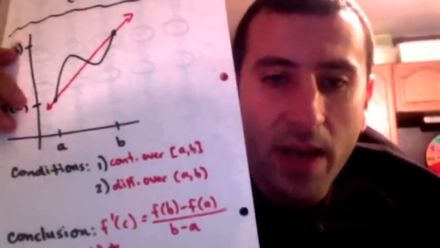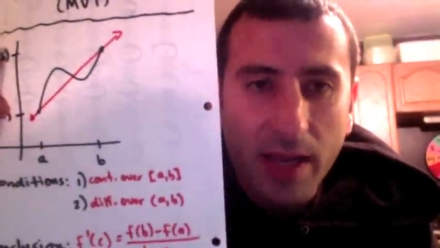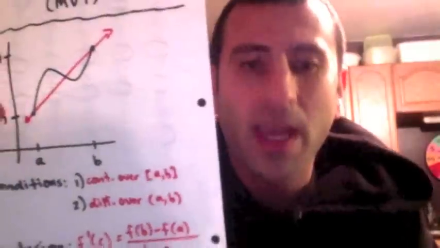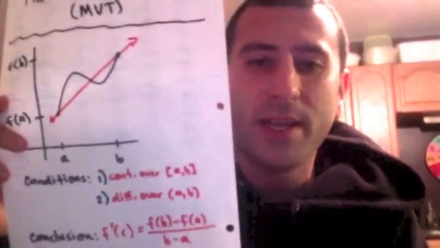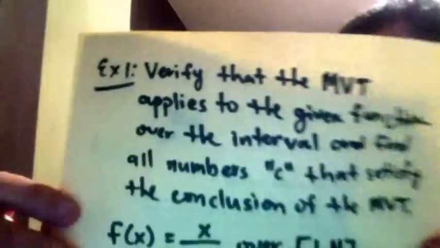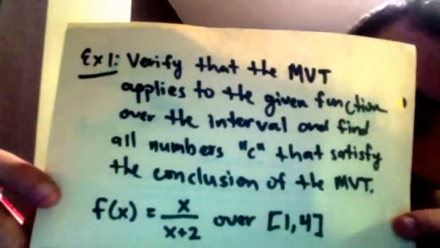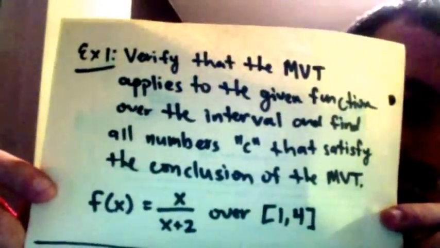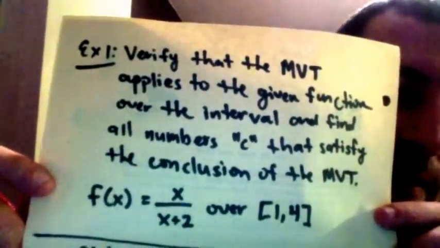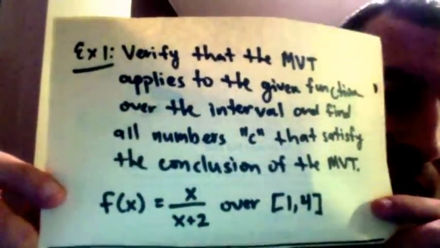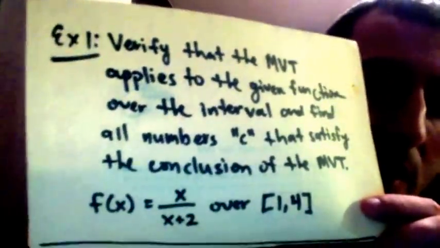So let me give you an example of what a problem will look like, and then we'll go on to Rolle's theorem. Again, after I give the problem, you might want to pause it and actually try it. All right, here you go. Okay, so a classic problem is going to look something like this. Verify that the mean value theorem applies to some function over some interval, and then find all the values of C that satisfy the conclusion of it.